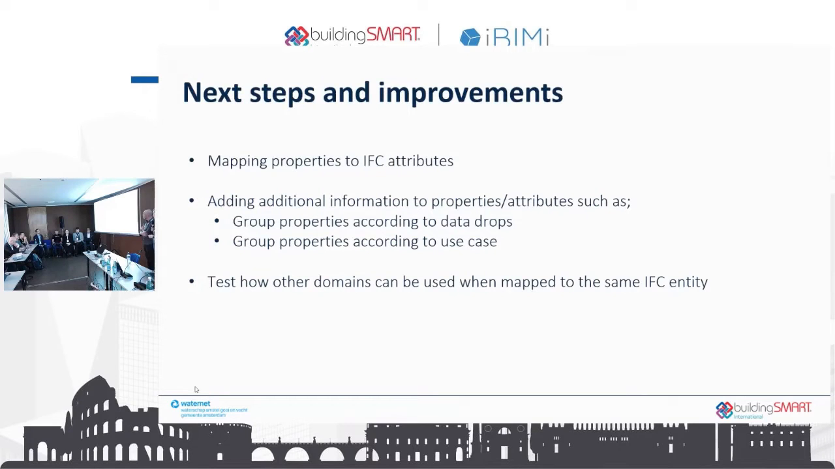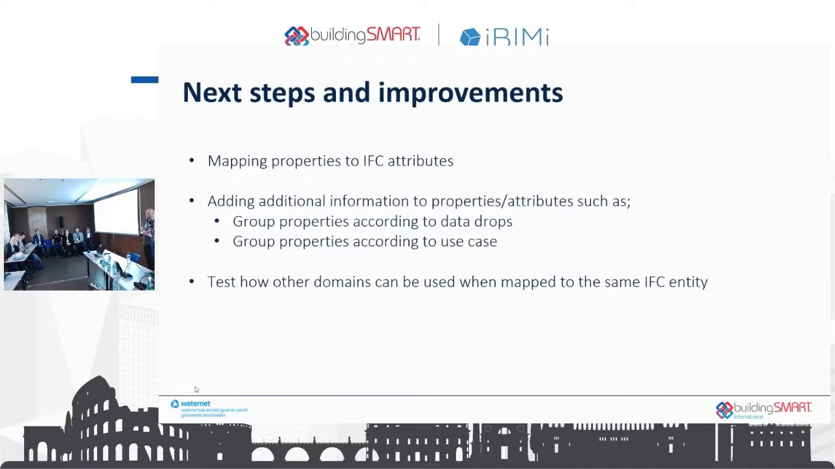So what are our next steps and improvements? We already mentioned the IFC attributes. We can also look at the IFC attributes which are already there and reuse them. But what we also want to add in our ontology, and maybe also in the bSDD, is a little bit of extra information about when you need a certain property or attribute, when it should be delivered, in what data drop according to the ISO 19650.